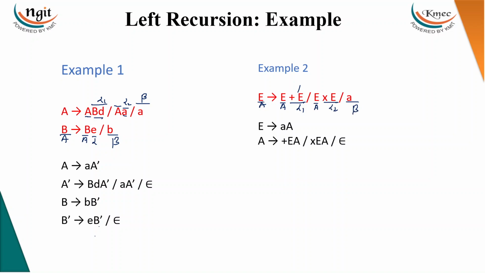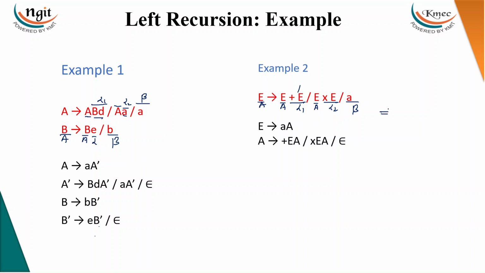Then how can I write it? E tends to beta A dash, or E dash, whatever it is. And the new non-terminal tends to alpha 1 plus E dash and star E dash, I mean, say that A or epsilon. You can take whatever it is. Forget about the new name, guys.